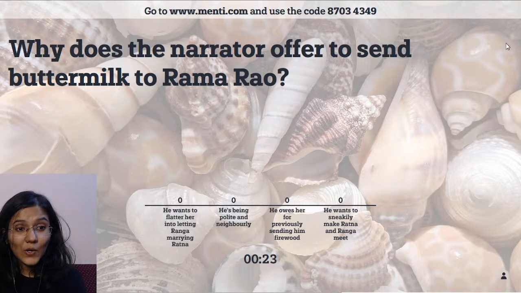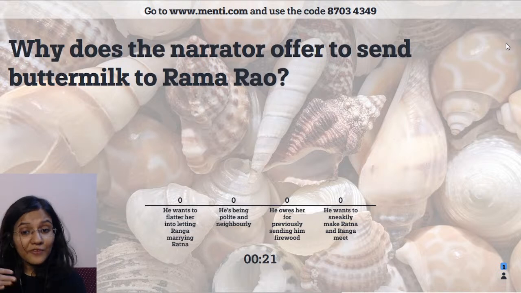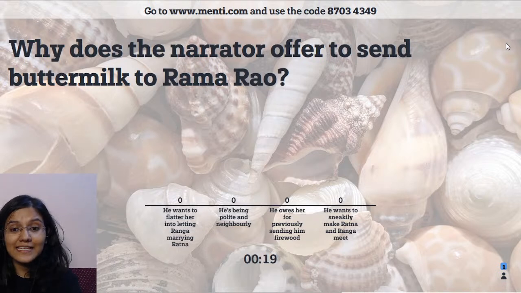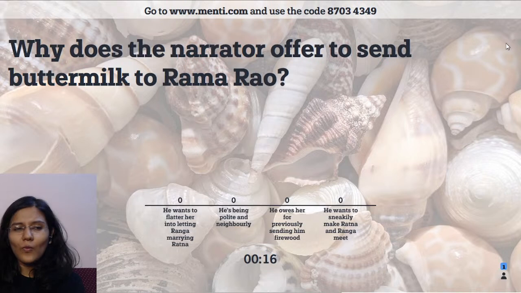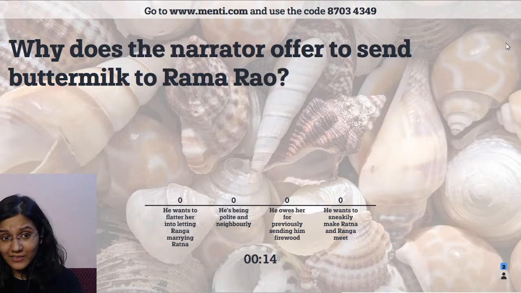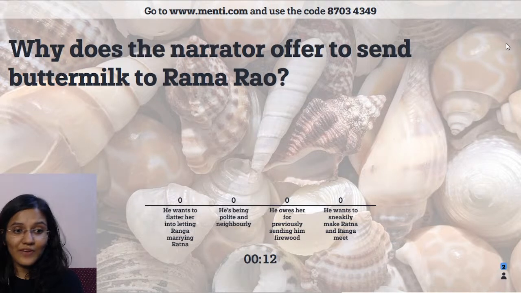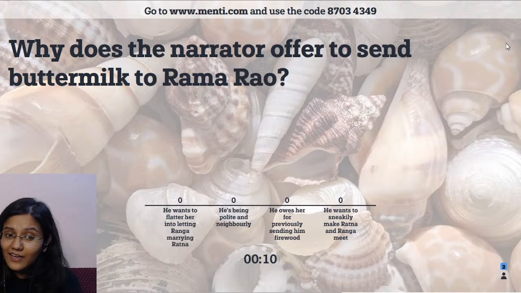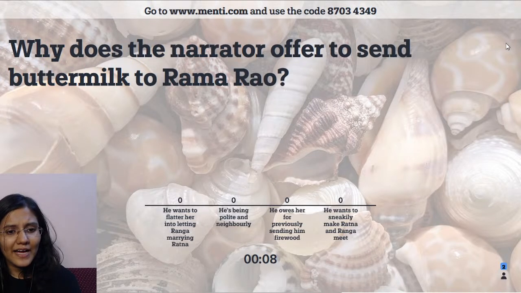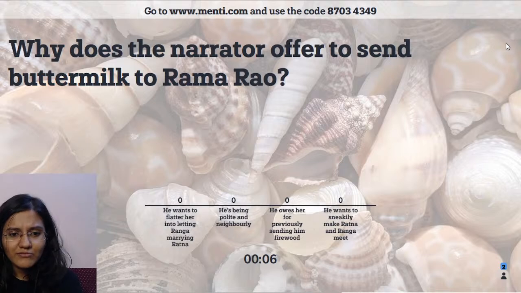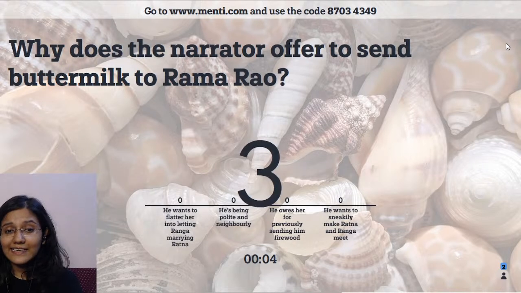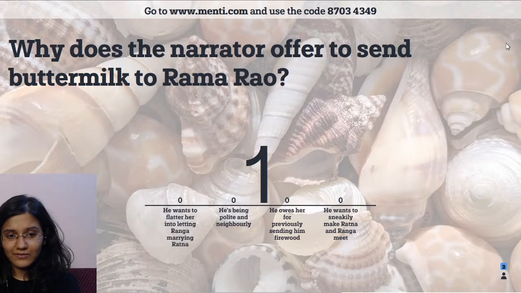Why does the narrator offer to send buttermilk to Rama Rao? He fully goes to Rama Rao's house and he's like, I'll send you buttermilk. Why does he do that? Is he just being polite? Is he trying to flatter her into letting Ranga marry Ratna? Is he trying to pay her back for sending him firewood? Or is he trying to sneakily get Ratna and Ranga to meet?